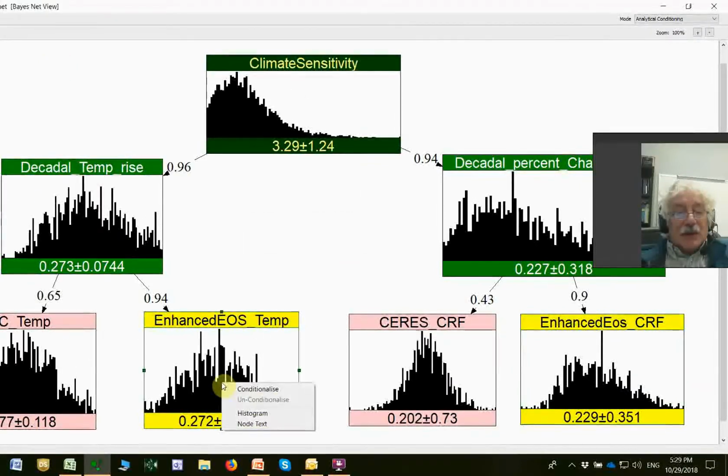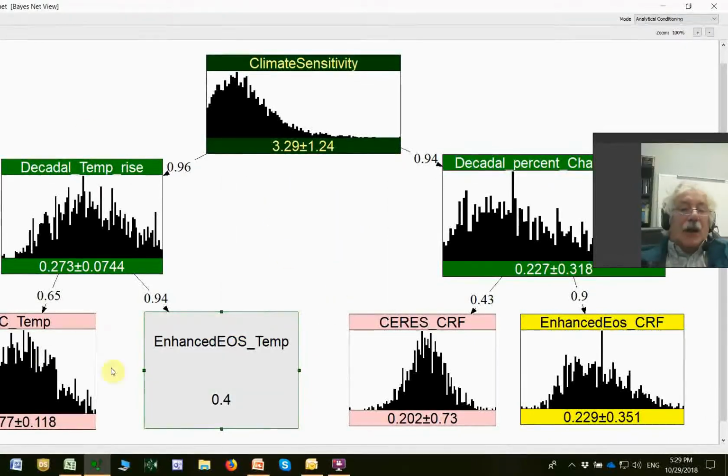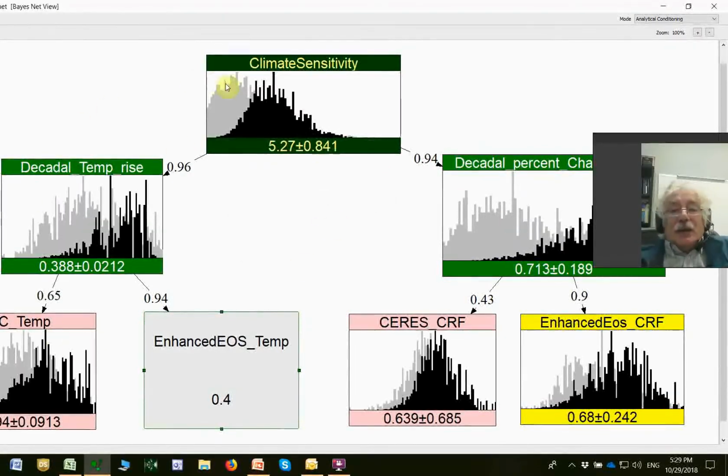And let's measure temperature, rate of temperature rise with the enhanced system, and suppose we get the value 0.4. Okay, our temperature team has come back with 0.4, and they run it through the software, and they find their prediction is also 5.27. Okay, hallelujah. The two teams have come back with exactly the same prediction, 5.27 from the decadal rate of temperature change, guys, and 5.27 from the cloud radiative forcing, guys.